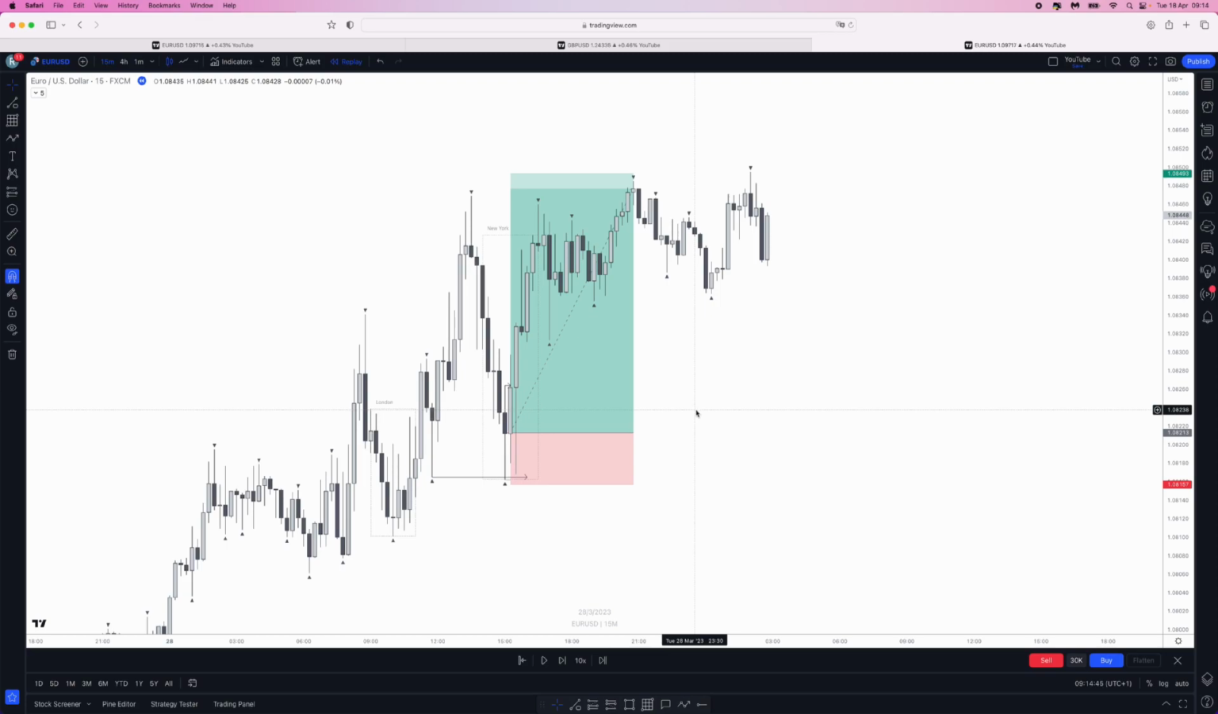It's super mechanical. You enter at the same point every single trade. Like I said before, you don't need to look for any decisionals, any extremes, any fair value gaps. You just enter at the EQ of the range.